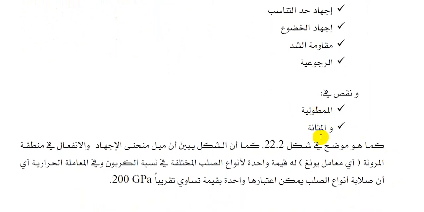As you can see right there, for the ductility and toughness, as illustrated in figure 22.2, the figure clarifies that the tendency of the stress strain curve in the elastic region, the Young's modulus, is singularly valued for all various types of steels of varying carbon content, as well as heat treatments, which means that the stiffness of the entire steel can be considered unitarily valued, approximately 200 gigapascal.